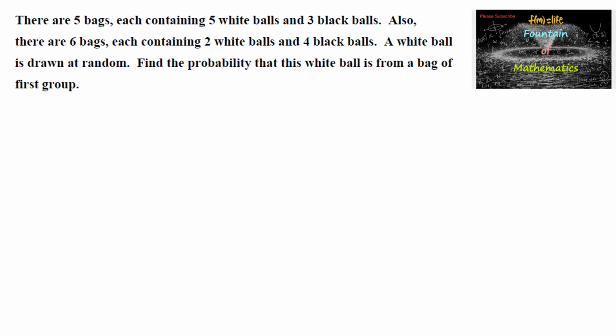There are 5 bags, each containing 5 white balls and 3 black balls. Also, there are 6 bags, each containing 2 white balls and 4 black balls. A white ball is drawn at random. Find the probability that this white ball is from a bag of first group. So let us consider here the two cases, like a first group and second group.